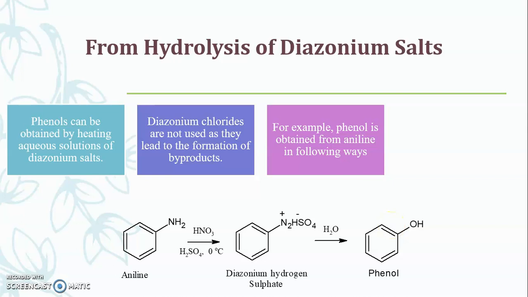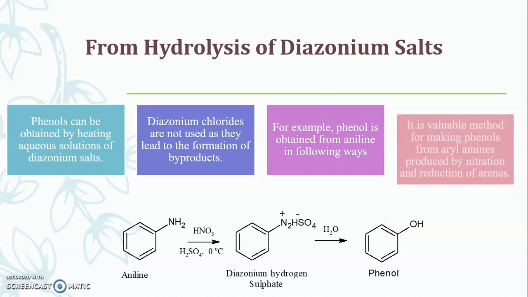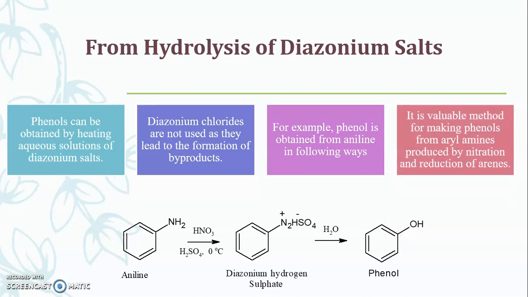Now, it is a very valuable method for making phenols from aryl amines. What does aryl amine mean? Aniline is an example of an aryl amine. NH2 is the amino group, and the benzene ring is known as the aryl. So this is a very valuable method where aryl amines are used as the starting material, and these aryl amines are produced by nitration and reduction of arenes.